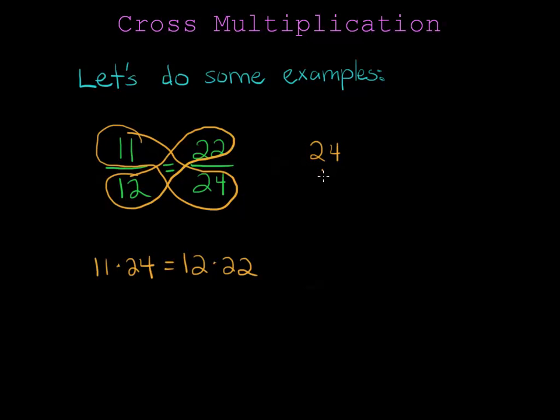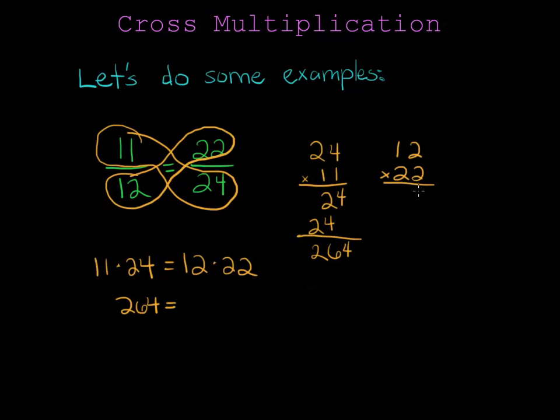So first I'll do 24 times 11. 1 times 24 is 24, and then 10 times 24, I'll just shift the 24 over into the next place. And when I add, I get 264. So now I'll check the other side and multiply 12 times 22, and this time I'll put the 22 on the bottom. It's always easier to have numbers like 11 or 22 with repeating digits on the bottom.